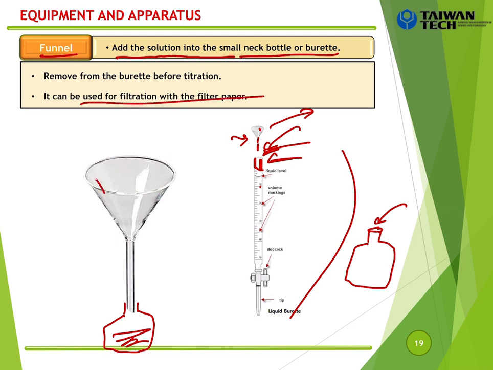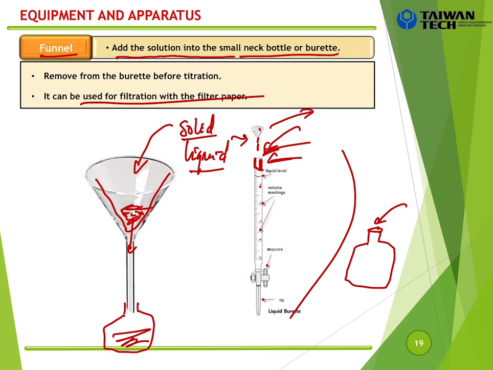Filtration means that you put the filter paper here. If you put the filter paper and you add the solution, right? You may have solid and you may have liquid in your solution. So the filter paper has pores, and the solid cannot pass through. So the liquid can go down, but the solid stays at this position. We call this one filtration as well.